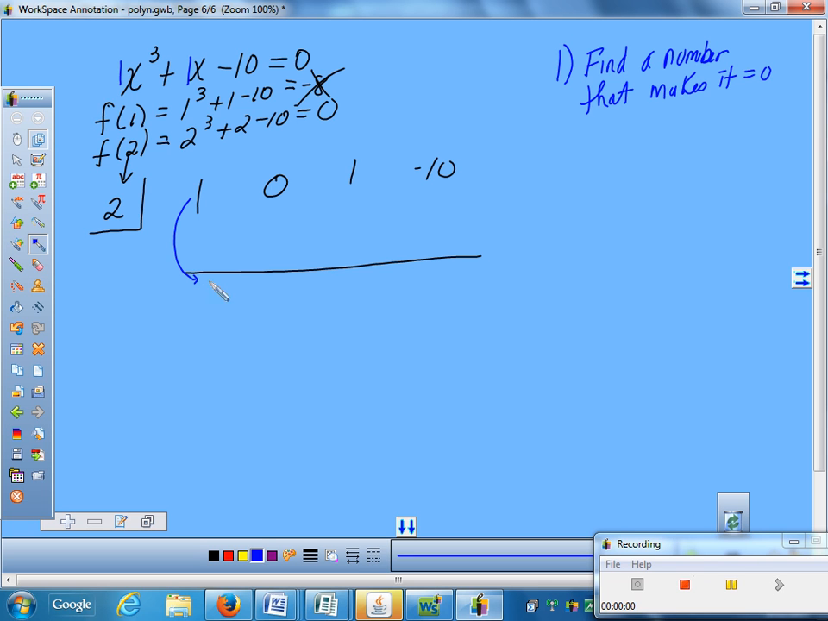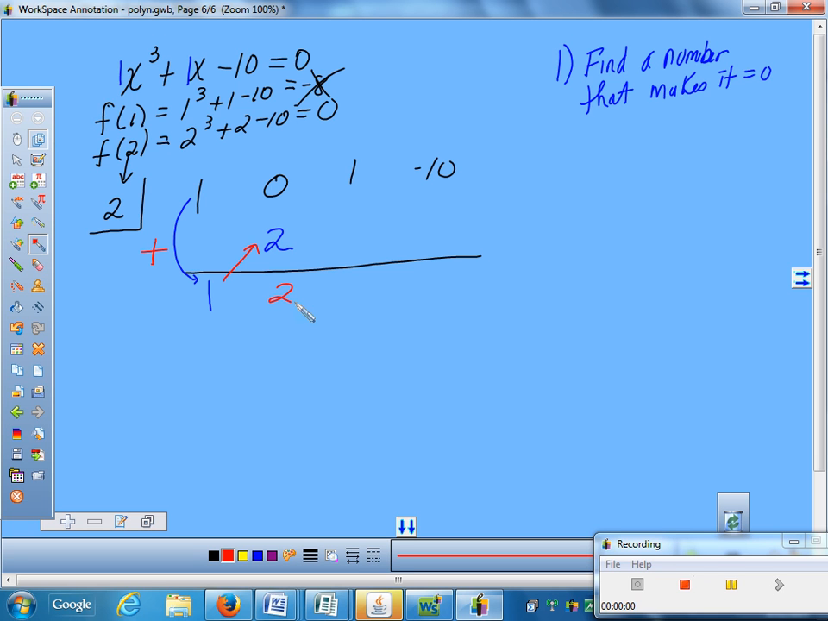You drop the first number down. And you times it by the one in the box and you put it in. You take that number times the box. What's 1 times 2? 2. And you put the answer in the next column. And you add. So 0 plus 2 is 2.